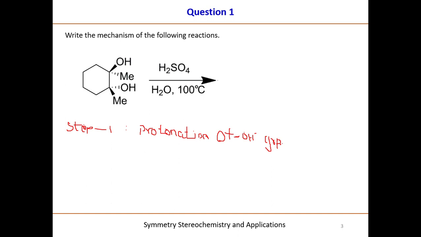In this example, we have two hydroxy groups here and here. We can protonate any hydroxy group because both carbon atoms have the same substituents. Here we have one methyl group, here also one methyl group, the second substituent is this group, and the third one is this one. So both carbon atoms have similar substituents, and any OH group can be protonated. Here I am doing protonation on this OH group.